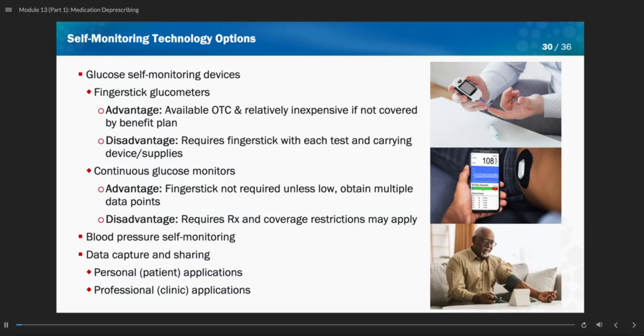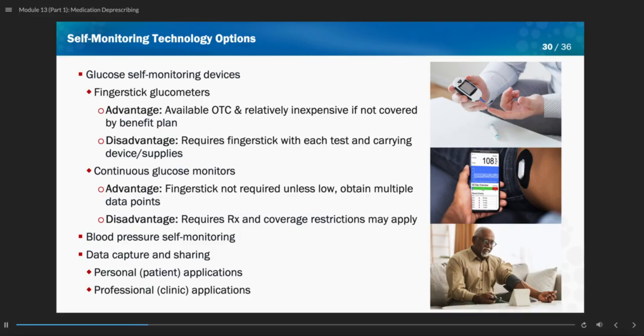There are a lot of different technologies, and this market really seems to be evolving at a pretty fast pace when we look at glucose self-monitoring particularly. Most of us are pretty familiar with finger stick glucometers. There are some advantages and disadvantages. Patients can get them over the counter, and there are some models that are relatively inexpensive if this is not covered by their benefit plan. However, it does require a finger stick with each test, and it requires the patient to carry that device and those supplies with them. This also can mean that someone else would know what they're doing, even if they slip into a bathroom to test during a busy workday.